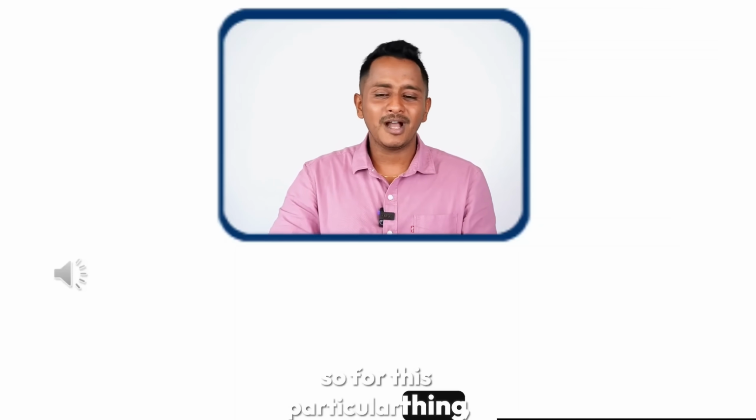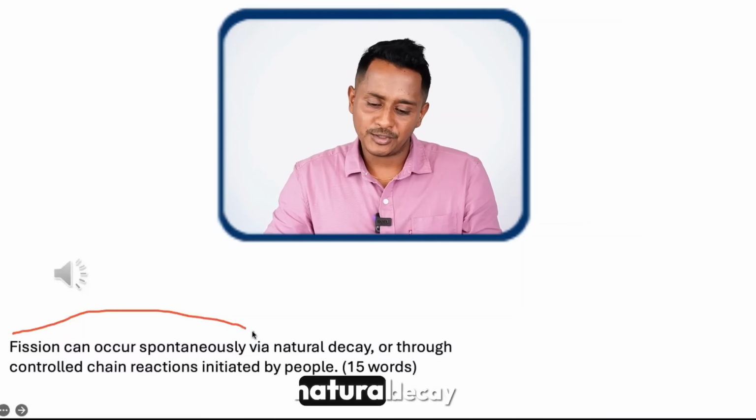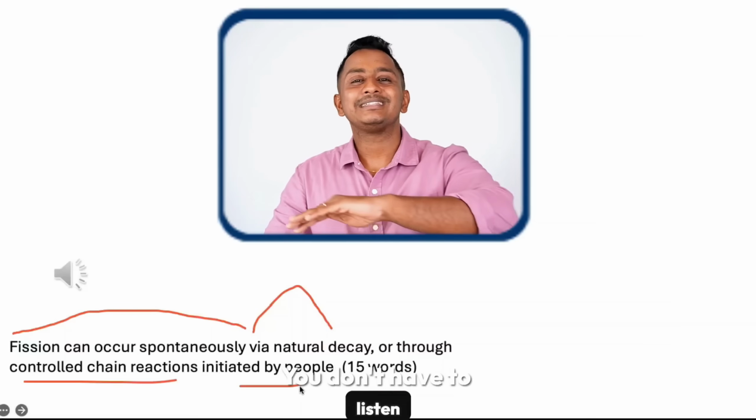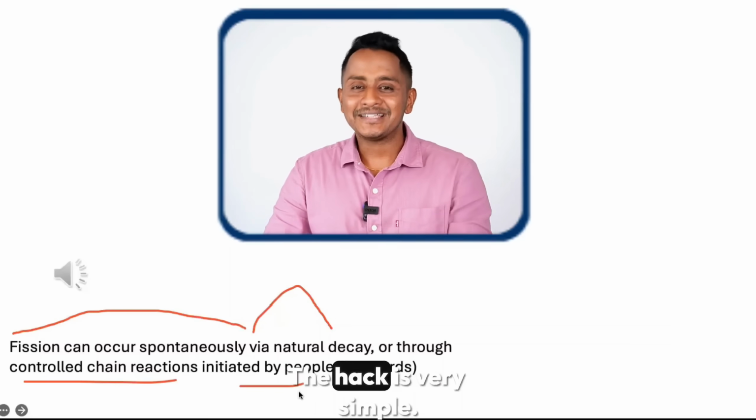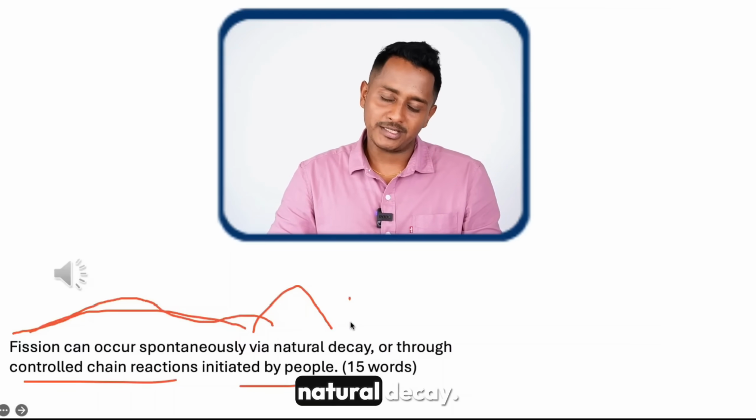So for this particular thing, how can we do it? If this is the text, "Fission can occur spontaneously via natural decay or through controlled chain reactions initiated by people." You don't have to listen till here. The hack is very simple. Listen to the first half: "Fission can occur spontaneously via natural decay."